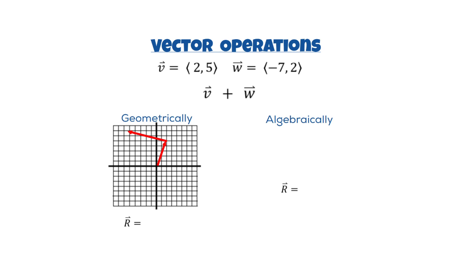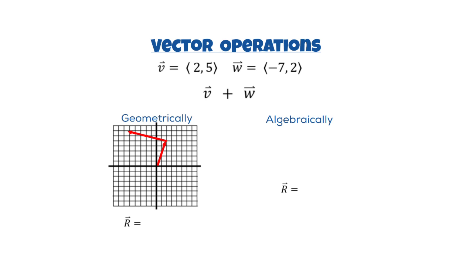So for instance, can we take vectors and just add them together? Well, that's what we were doing yesterday. We were adding them together. We were drawing them tip to tail. It looks something like this. So here we have vector V, and I'm putting these in standard position. So 2, 5, there it is.